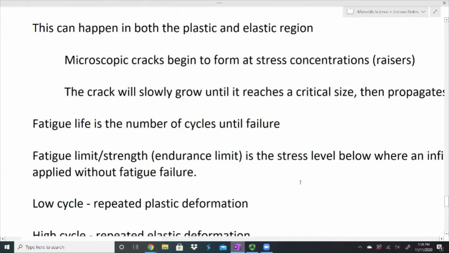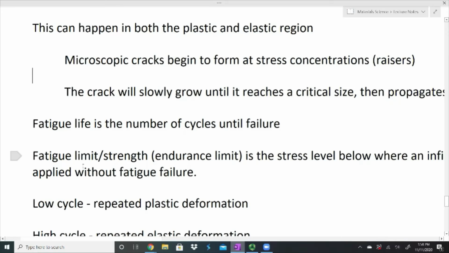Fatigue life is the number of cycles something can take until failure. For a lot of materials, it's pretty high. Thousands or millions or even billions of cycles until a material fails.